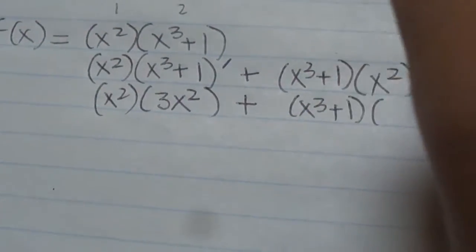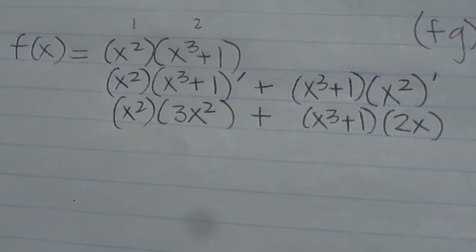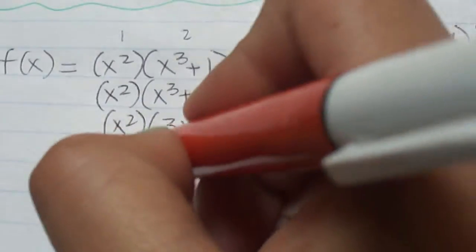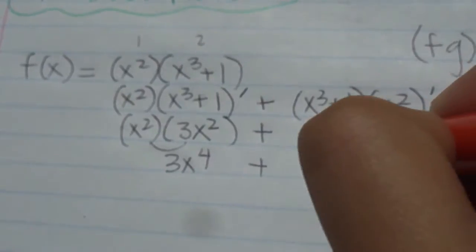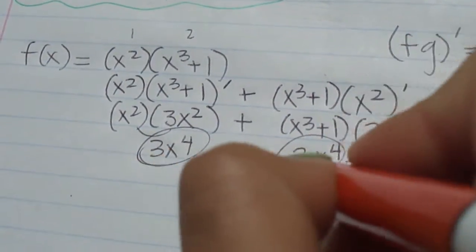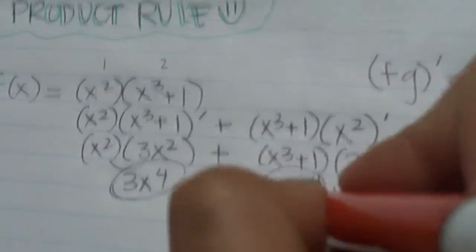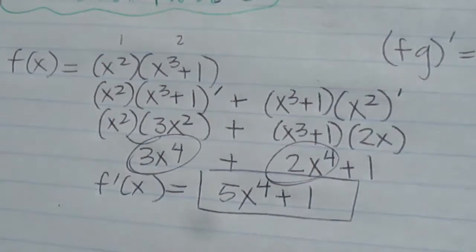So then this stays the same and you derive x squared, which is just 2x, and then you multiply the terms together. So then that's 3x to the 4th power plus 2x to the 4th plus 1, and then you combine like terms, which are these two, and then it would be 5x to the 4th plus 1, and that would be your answer to the derivative of that.